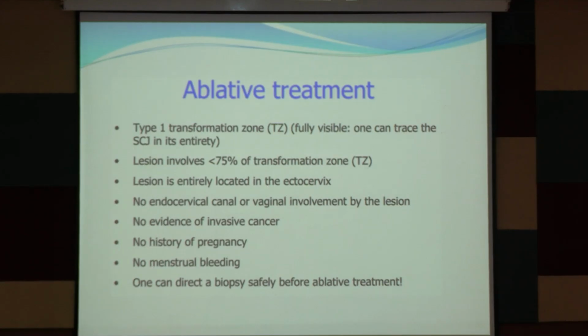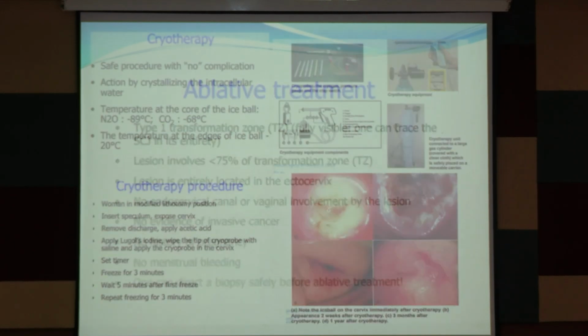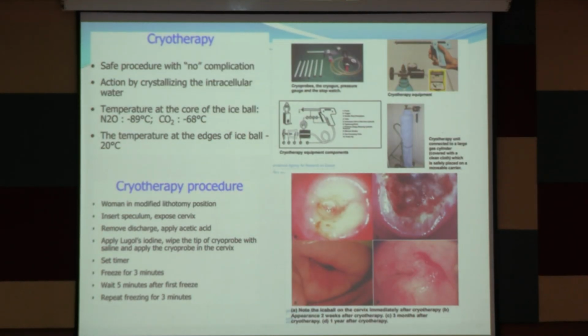If it's just a simple looking lesion which is occupying less than 3/4 of the cervix, completely in the ectocervix, only then we should do the ablative treatment. Ablative treatment can be by cold or it can be by heat. If we are using cold, it's cryotherapy. We use liquid nitrous oxide at -89.